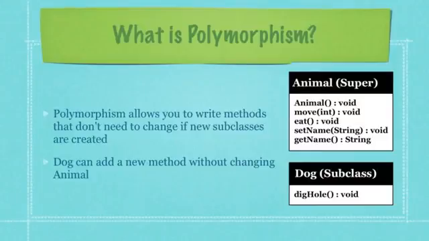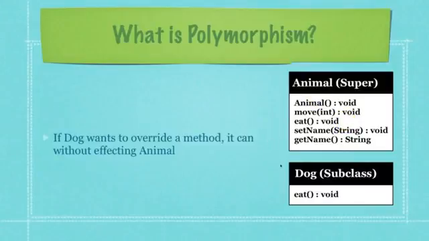What is polymorphism? Polymorphism simply allows you to write methods that don't need to change if new subclasses are created. So for example, dog can add a new method right here, dig hole, without changing animal in any way. Also, if dog wants to override a method, it can do so, like it did here with eat, also without affecting animal in any way.